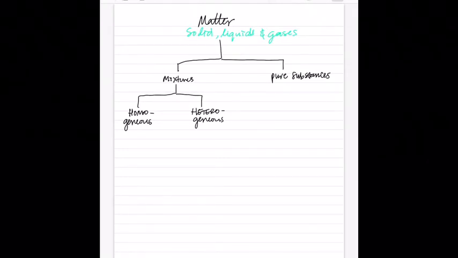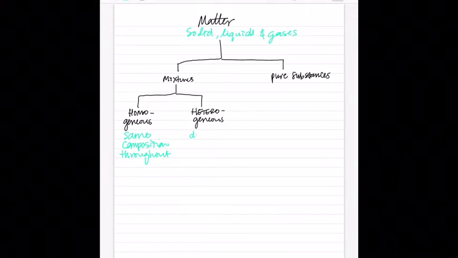So we're going to say that a homogeneous mixture has the same composition throughout. Okay. Now, that means that hetero is going to have a different composition throughout. Okay, let me give you some examples of what I'm talking about. So I like to use food. We all love food. Great examples.